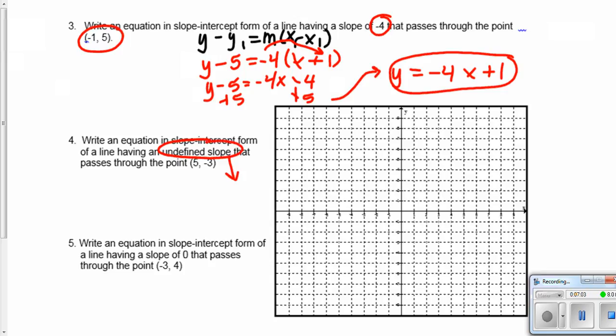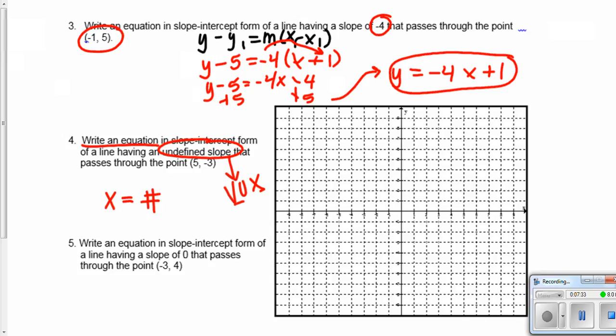When I hear undefined, I should automatically think VUX. Undefined has a U, VUX, right? So I know this is a vertical line. I know the equation would be x equals something, and I know obviously it's undefined slope. As soon as I think of VUX and it's saying to write an equation, whether it's slope-intercept form or not, the only equations I have for VUX problems are x equals a number, right? That's the equation for every single vertical line. We don't really have slope-intercept form. We don't really have point-slope form. We just have x equals a number.